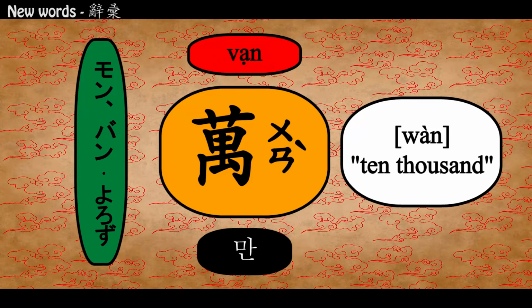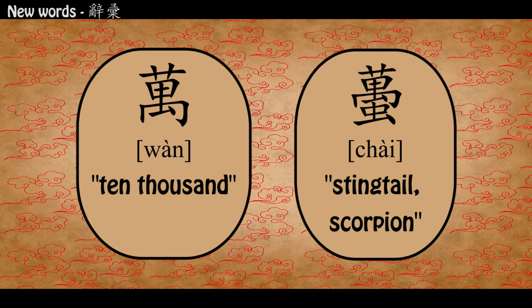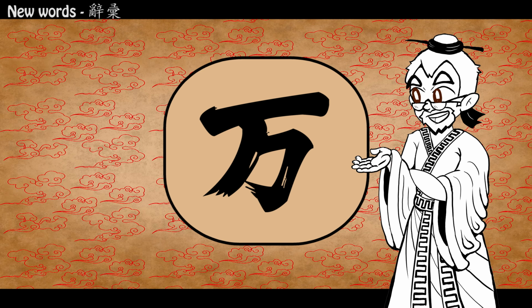10,000. A drawing of a stingtail borrowed for 10,000. The old meaning stingtail is now written with hui, a snake or adder, tacked on at the bottom, and is read as chai. The shorthand for 10,000 has been used ever since around 200 AD, making it one of the oldest simplified characters.